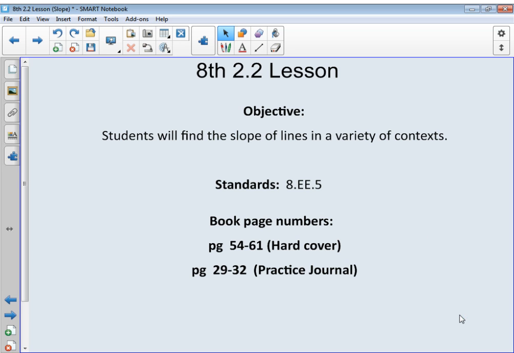Okay, today is day one of lesson 2.2 for the eighth grade math out of the blue Big Ideas math book. The objective today, students will find the slope of lines in a variety of contexts. The standards we're going to cover in this lesson are 8.EE.5. The page numbers out of the hardcover book are pages 54 through 61, and out of the practice journal, pages 29 through 32.